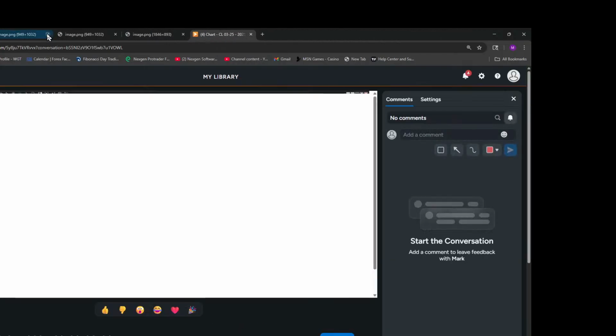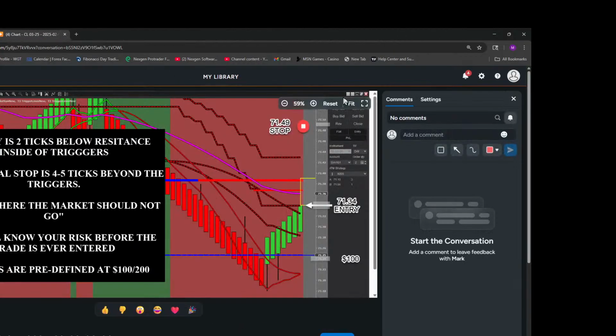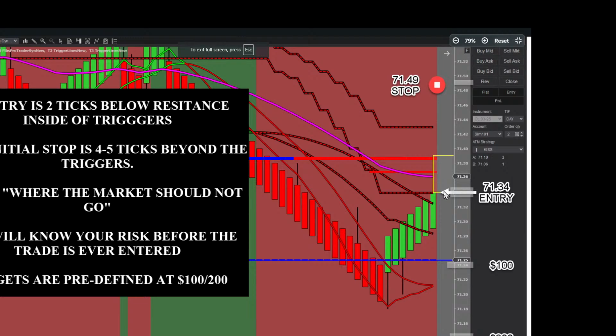But this KISS plan is 2 contracts, and it is 100% dependent on your ability to define your entry, to get in at the area inside of triggers. And then it's 100% if-then. If entry is 2 ticks below resistance, then the initial stop is 4 to 5 ticks beyond the triggers. This is where the market should not go.